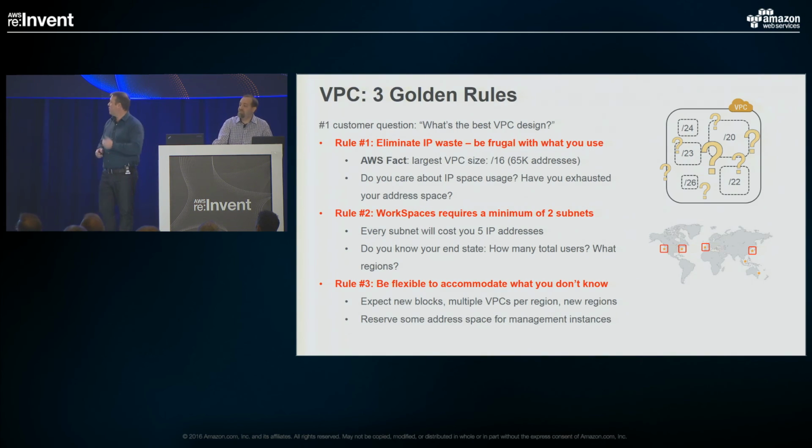So if we look at this, we kind of have 3 golden rules, very, very high level, right? So eliminate IP space, be frugal with what you use. Now, what do I mean by that? Well, the largest AWS VPC you can do is a /16, which gives you 65,000 addresses. Okay, so that's 65,000 workspaces. It's pretty big, all right? But just remember, in our example, the customer has only allocated a /16, and they're already using this, so we need to kind of carve it out a little bit more.